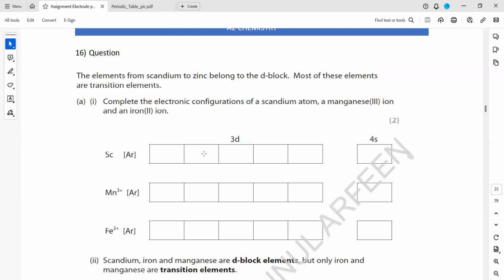Like iron. What is the atomic number? It is 26. So we first complete it for 26. Till argon, 18 are there. Then we have 19, 20, 21, 22, 23, 24, 25, and then 26. Now we have to remove 2 electrons. How to remove 2 electrons? We will remove electrons from the last shell, so from the 4s the electrons will be removed. So this is the configuration for iron too.